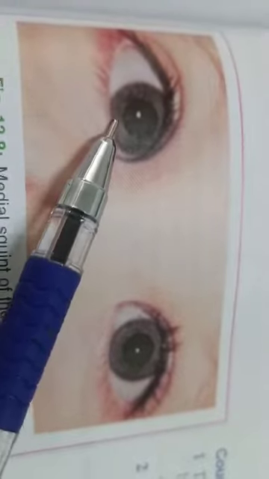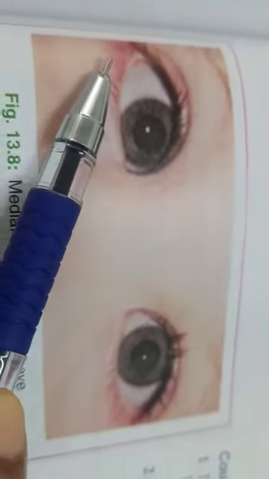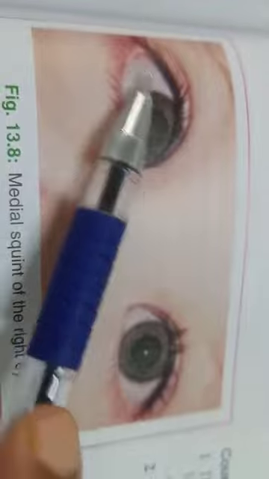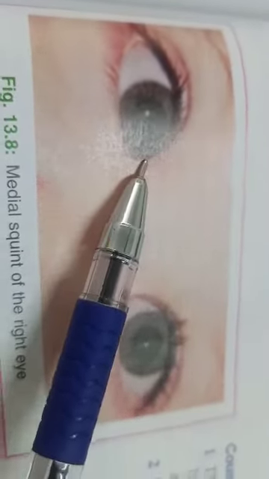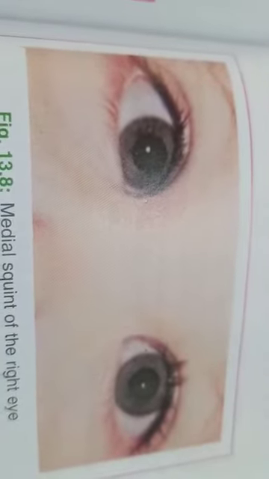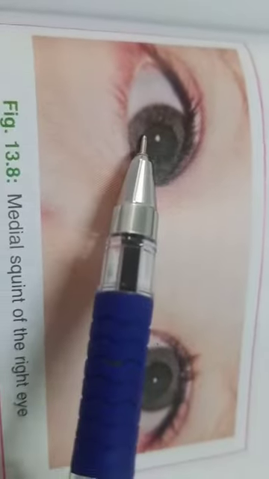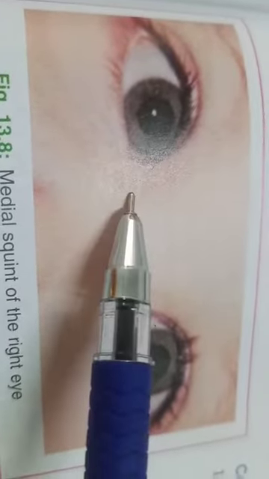And like this, there will be lateral squint, that means the eyeball is seen towards the lateral side. In the lateral squint, the eyeball cannot move medially, so that will be due to the paralysis of the medial rectus muscle, that is, the oculomotor nerve. So that is the medial squint and the lateral squint.